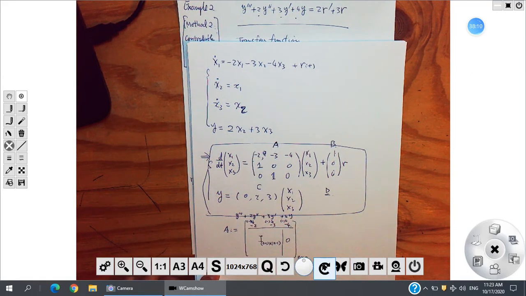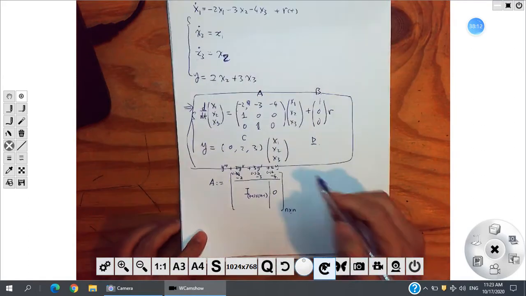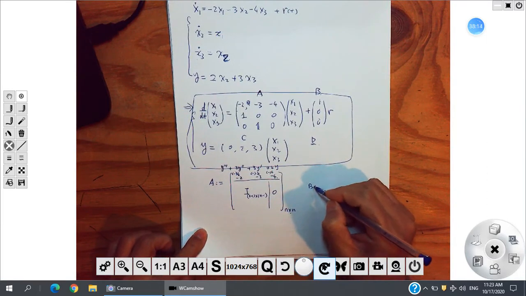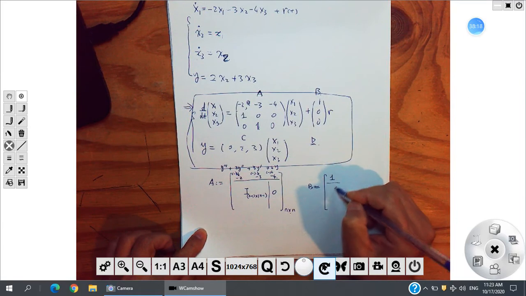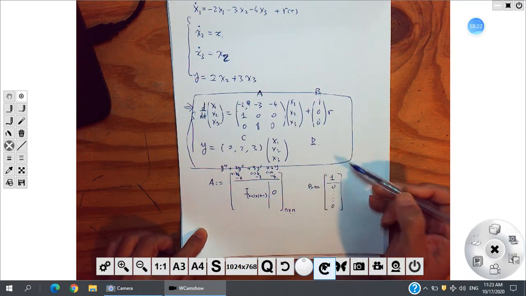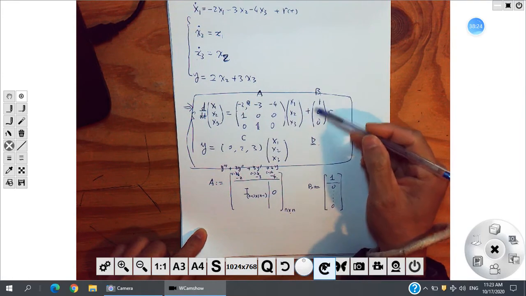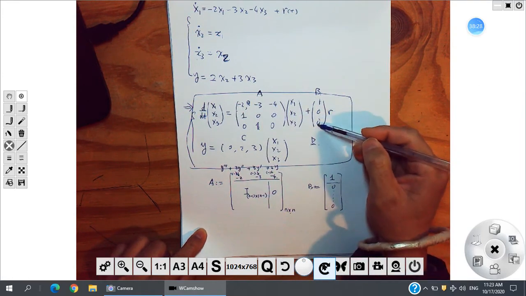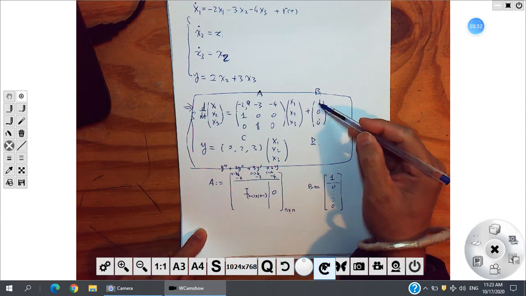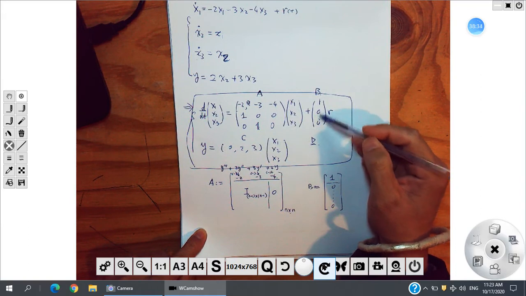Alright. And B will always look like a 1 and then zeros, depending on the order. In our example here, the total order is 3, so here I have 2 zeros. If the system has order, for example 10, then the first is 1. Then all the rest, the 9 elements, are zeros.